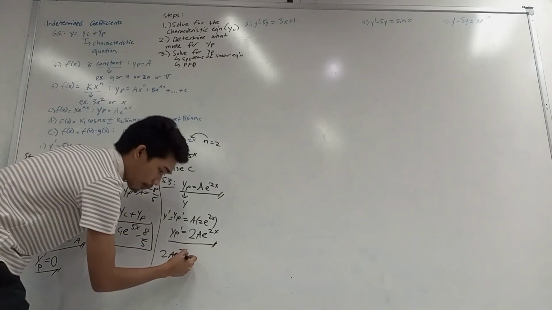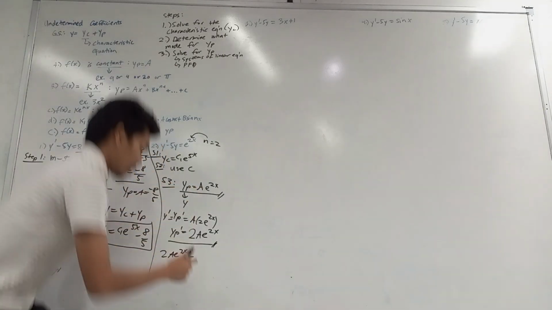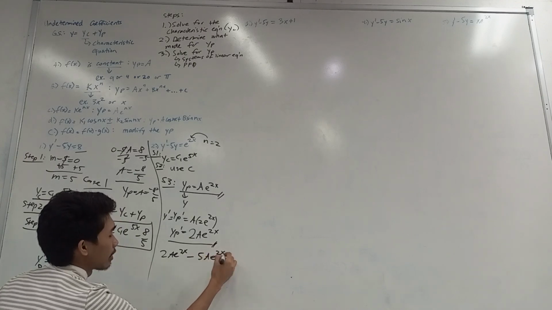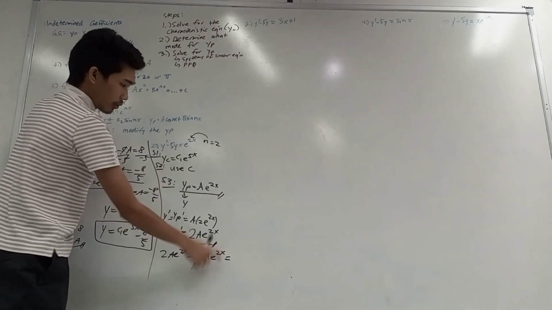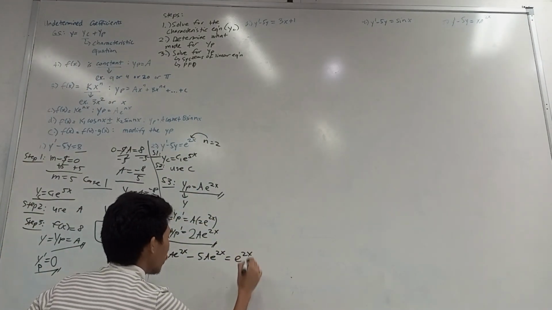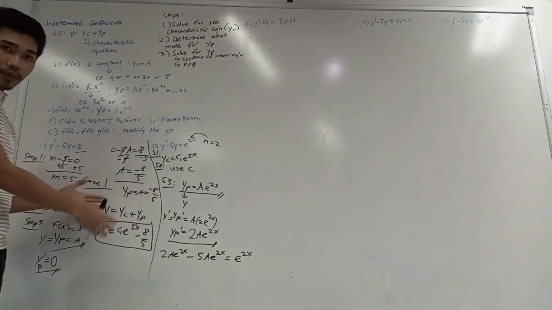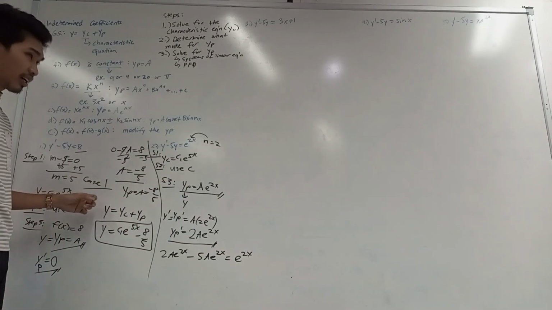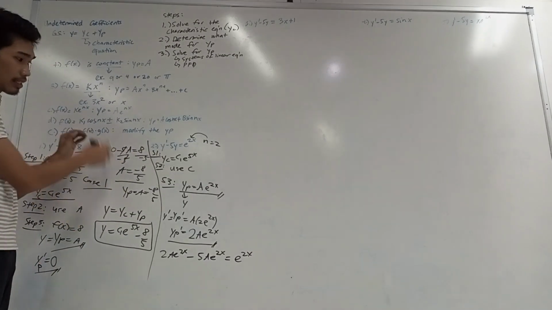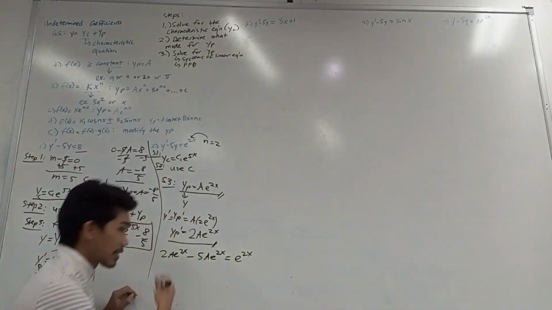So, substituting, 2Ae^2x minus 5Ae^2x equals to e raised to 2x. So, makita natin na, example, ito sa number 1, nag-solve tayo dito ng simple lang division, pero para na rin siyang systems of linear equation. Pagdating dito sa 2, same din ang mangyari.